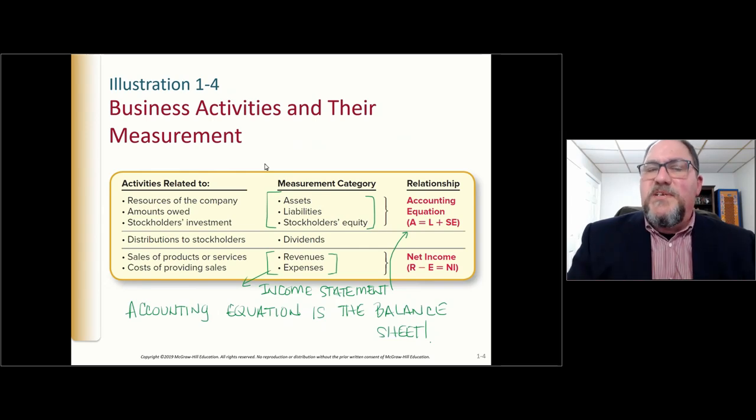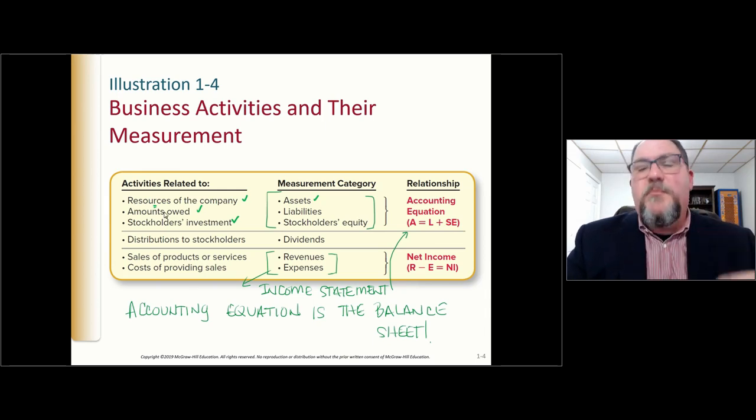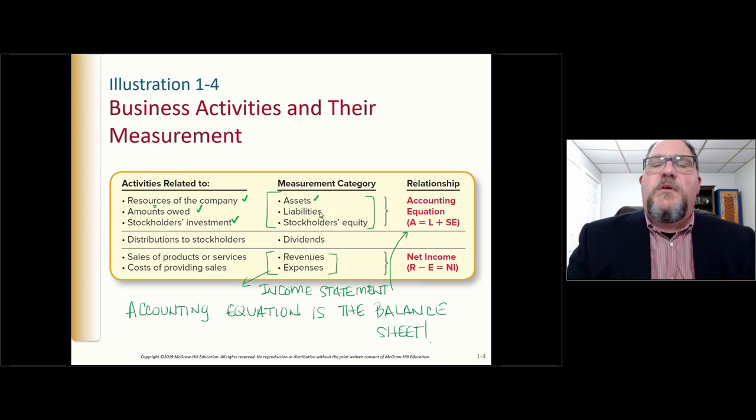A little bit more about these ideas, some things here. So if we take a look, activities related to resources of the company, amounts owed, stockholders' investment. Don't forget, resources of the company, those are assets. Amounts owed. Normally amounts owed, they're talking about money, but on occasion, like I said before, it could be some sort of work where somebody's prepaid us. That's a liability. Stockholders' investment, stockholders' equity. And remember, these are items that are going to be on the balance sheet.